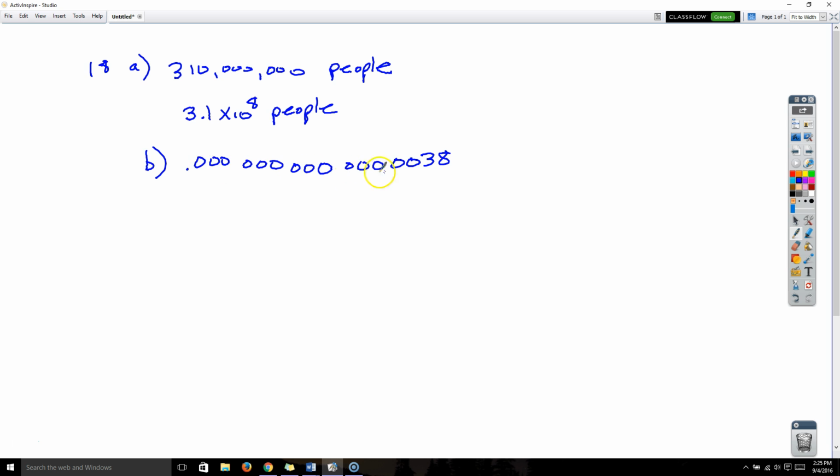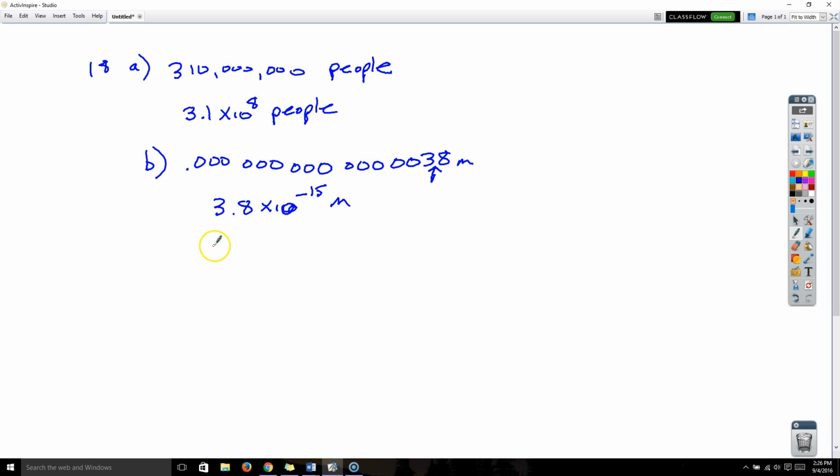So we need to count how many times we moved to the right. So 3, 6, 9, 12, 13, 14, and then we need to put our decimal point just to the right of the non-zero number there. So this would be 3.8 times 10 to the negative 15th meters, because our original number was this. It's much easier to say 3.8 times 10 to the negative 15th than 0.00000 and all the way over to the 38 there. So it makes it a lot easier to do.